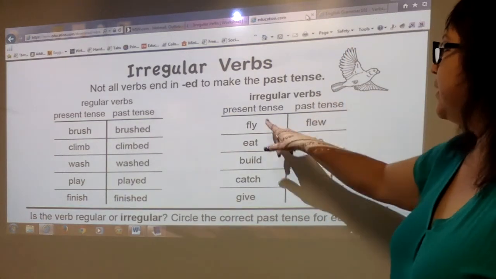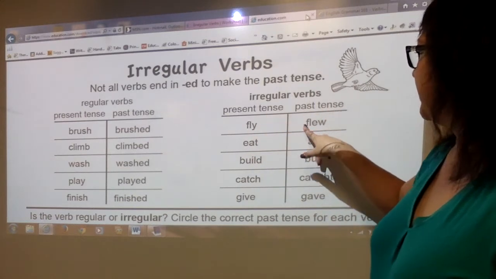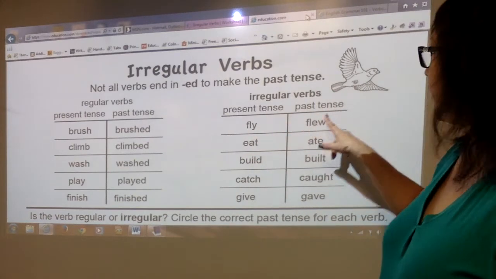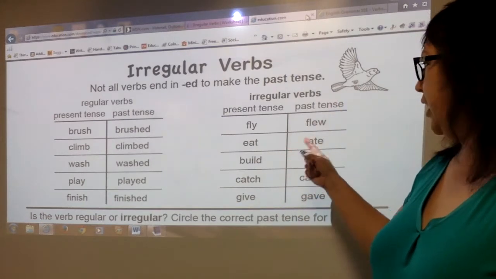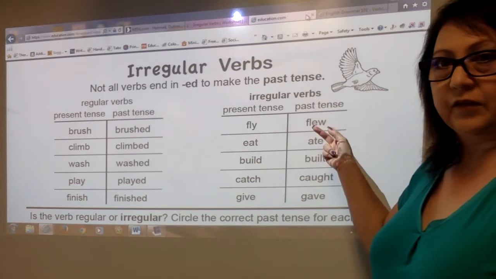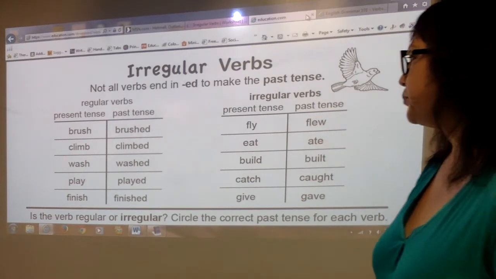Irregular verbs. The present tense is fly. Past tense is flew. The bird flew across my screen. Notice how there is not an ed at the end of this word. We are not using ed for an irregular verb.